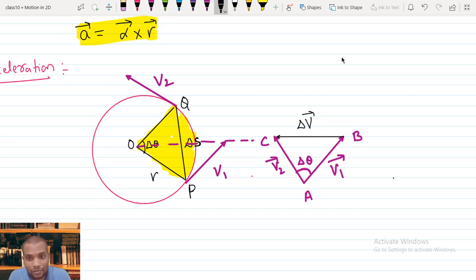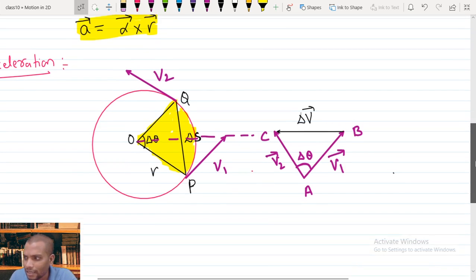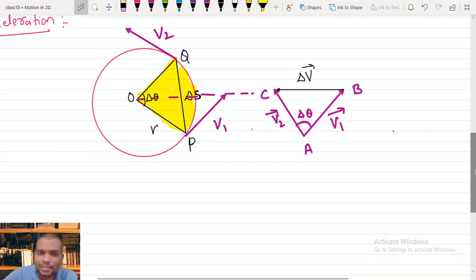So don't get confused about how these velocities are taken this way; it is purposely done to get the resultant towards the center. So we have taken the two velocities like that, just rotate it, or otherwise you need to change the circle figure. I hope you can do that. Anyway, the acceleration always acts towards the center.